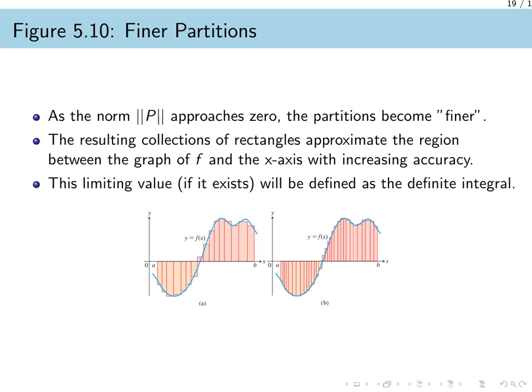This slide presents figure 5.10, which provides a visual intuition for the limiting process that defines the definite integral. On the left, in panel A, we see a collection of relatively wide rectangles, giving a rough approximation of the area under the curve. On the right, in panel B, the partition is much finer, meaning it consists of many more, much thinner rectangles. As you can see, the sum of the areas of these thinner rectangles provides a significantly more accurate approximation of the true area between the curve and the x-axis.